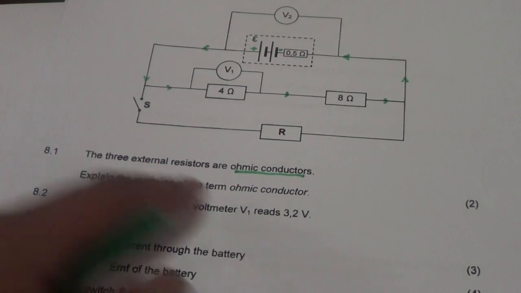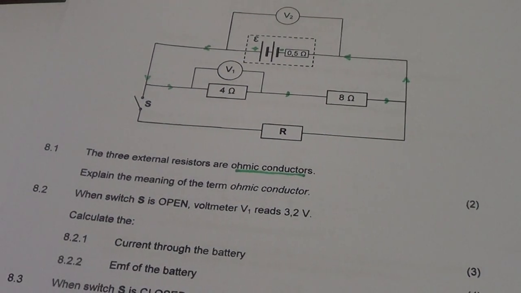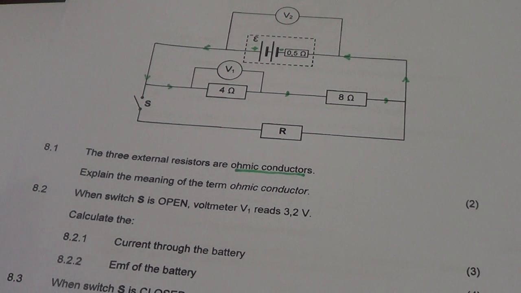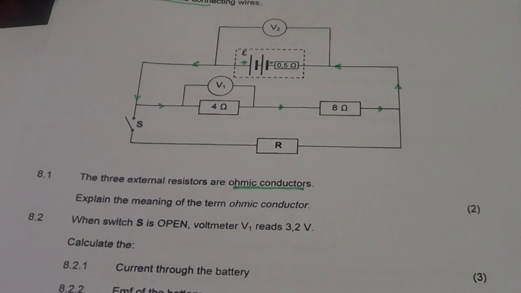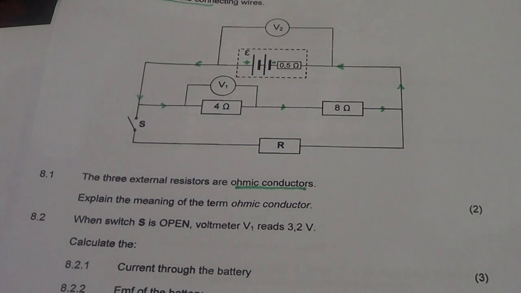Oh God, what is that? By the way, what is an ohmic? All I know is that it obeys Ohm's law, isn't it? Again, these are some of the things you don't want to mess with. So this is just easy. You need to understand what an ohmic conductor is. All of this simply talks about the relationship between the resistance and the current.